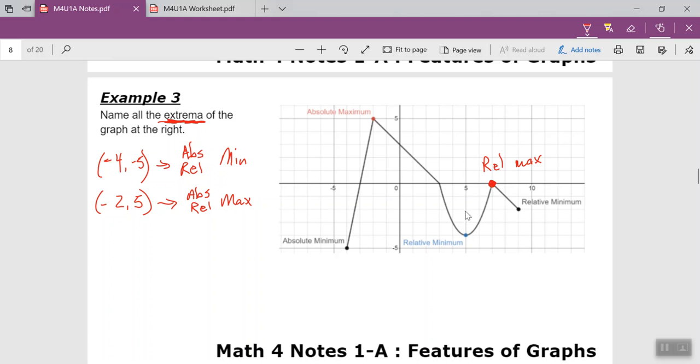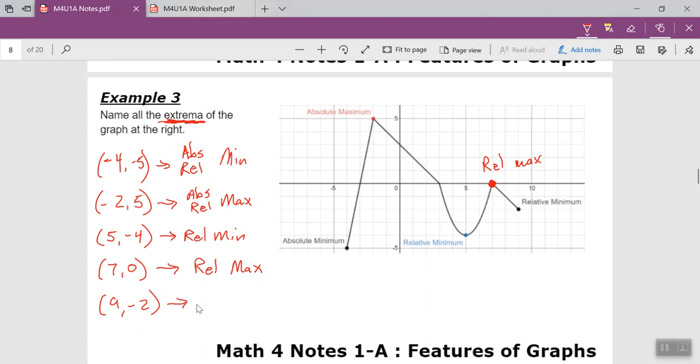Let's start with that, which was 5, -4. It is a relative min. And the next ordered pair is 7, 0. That is a relative max. And then the next ordered pair is 9, -2, and that is a relative min. So when we name something as an absolute minimum or an absolute maximum, it also gets the term relative as well.